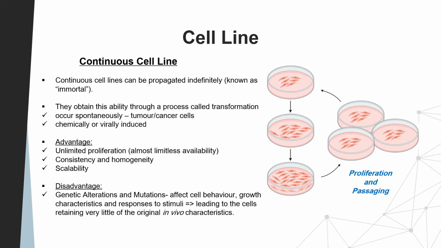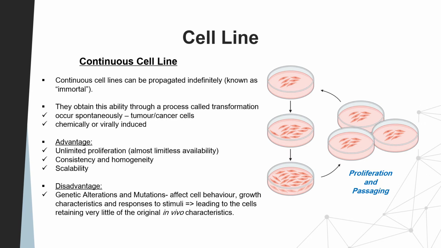Some advantages of continuous cell lines: first, you have unlimited proliferation of cells, so basically almost limitless availability, right? Because they are able to proliferate indefinitely under the appropriate culture conditions, this allows for generation of large quantities of cells for experiments, screening assays, and also for production purposes.